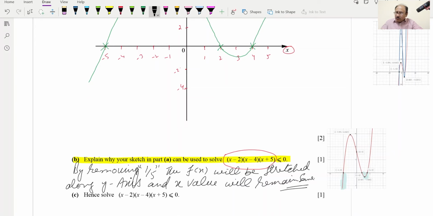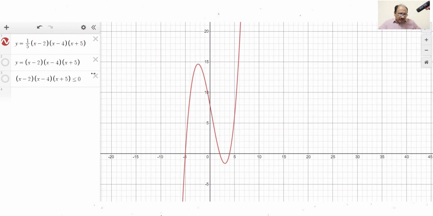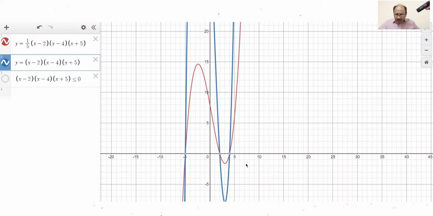Now we can check this point also from the same software. This graph we basically plotted earlier, and if we remove 1 over 5, and I have rewritten this equation over here, our graph will be stretched like this one. You can see this point is lowered to this new location, and the x value is the same, 3.062. Only the y value is changed, it's coming down.